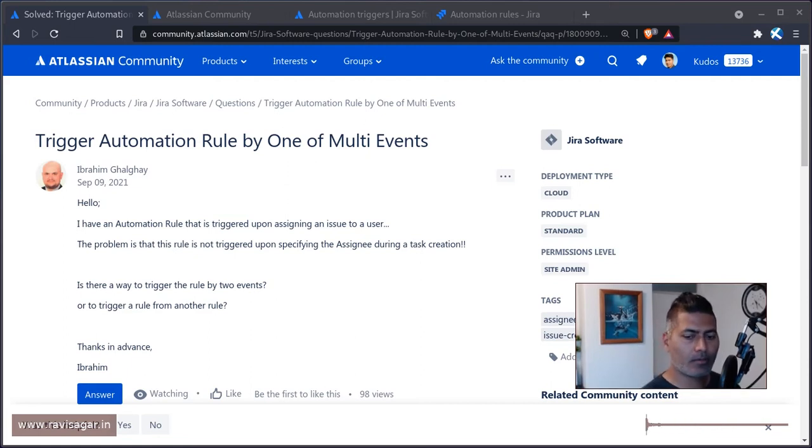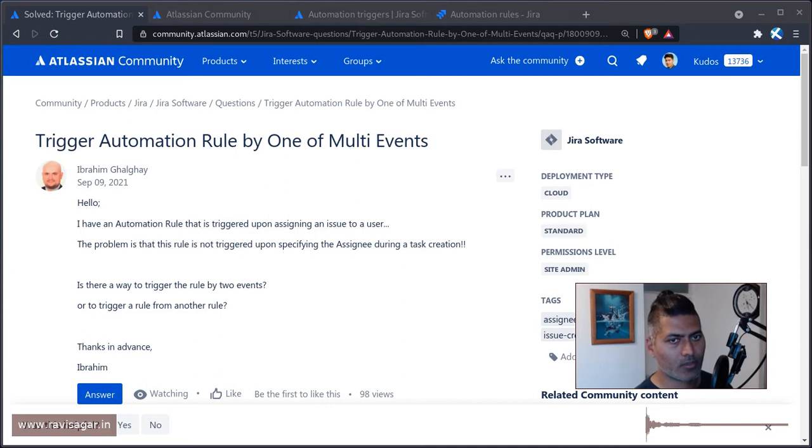Now, this particular question, of course I talked about this, and the question was: can we have multiple events to trigger a rule? And the second thing was, can we have one rule trigger another rule?